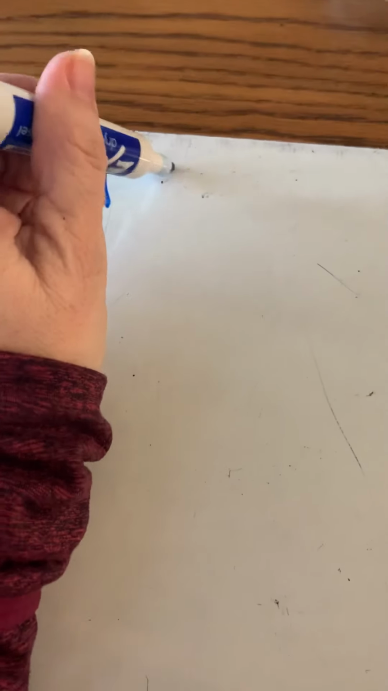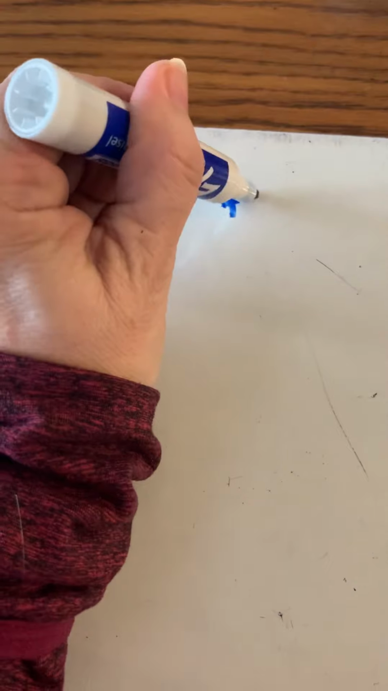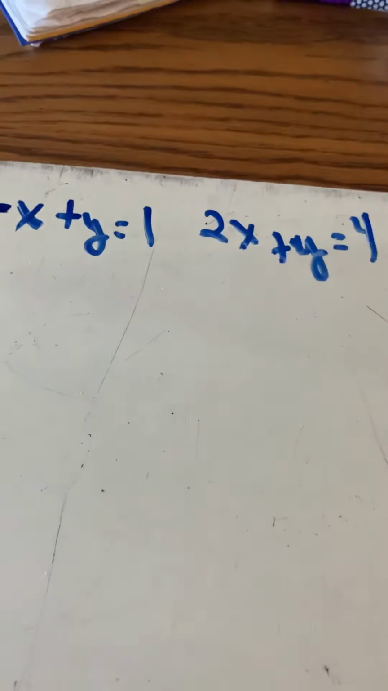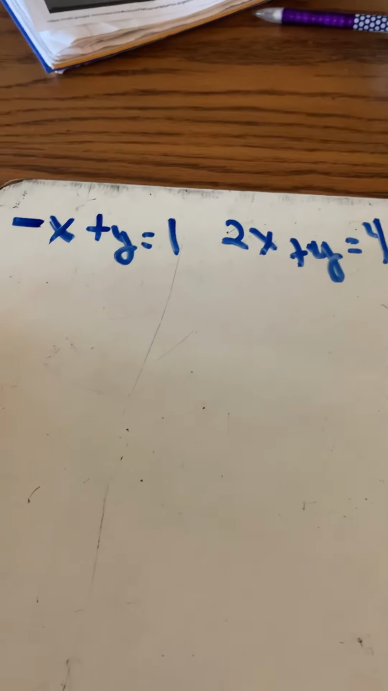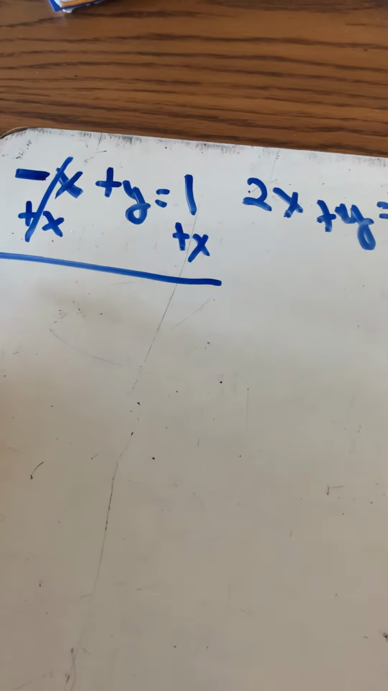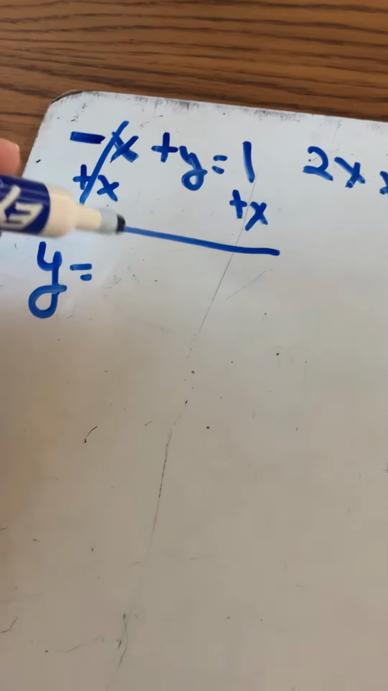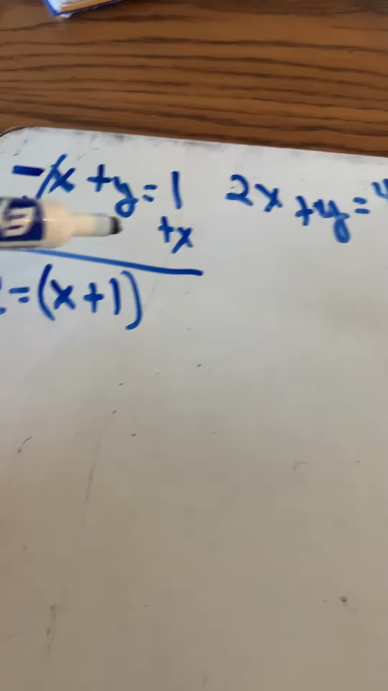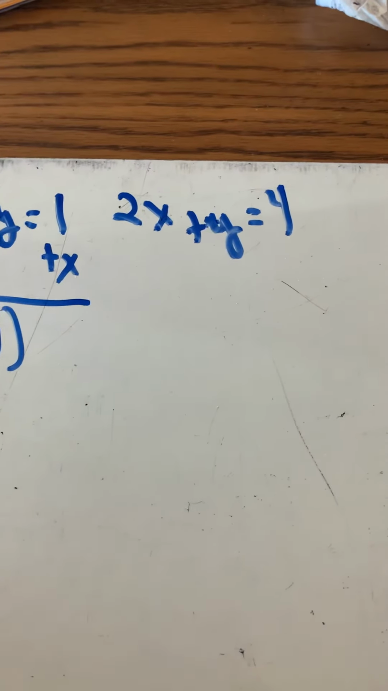So for the first one, you have negative x plus y equals 1, and you have 2x plus y equals 4. So what you have to do here is isolate one of the variables so that you can substitute it into the other equation. So I'm going to add x to both sides here, and what that's going to give me is y equals x plus 1. Now this value of y, x plus 1, I'm going to substitute in for this value of y in the other equation.